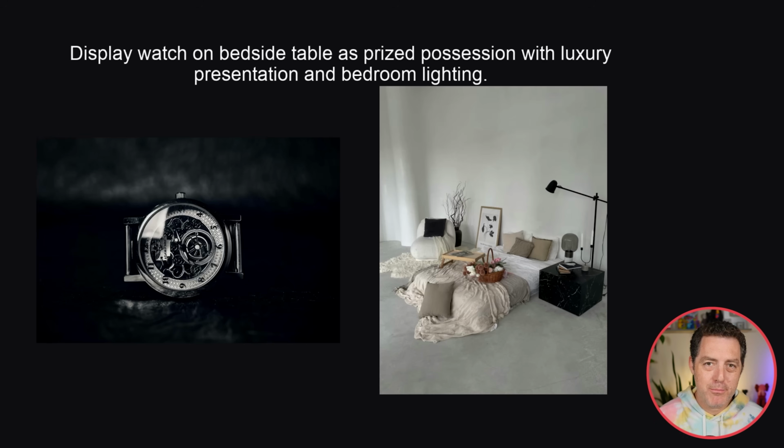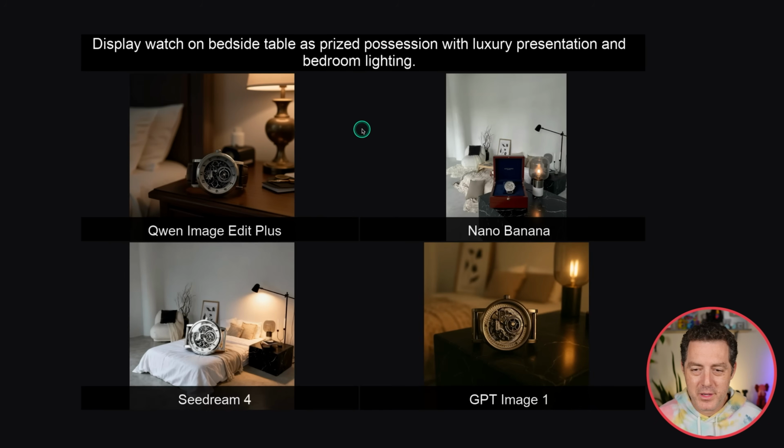All right, let's do some product placement. Now, we have a beautiful mechanical watch on the left side, and we have this bedroom, very simplistic, modern bedroom on the right. Display watch on bedside table as prized possession with luxury presentation and bedroom lighting. And here we go. So let's go right to Seed Dream. This one was a complete fail. The watch is the size of the bed and everything just looks wrong.